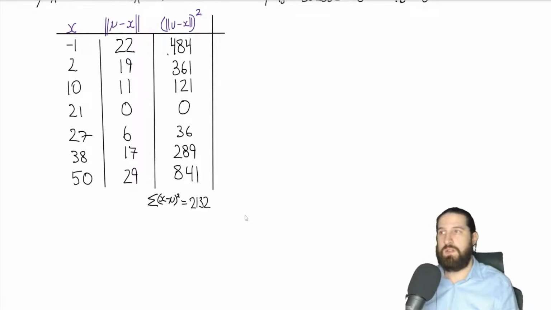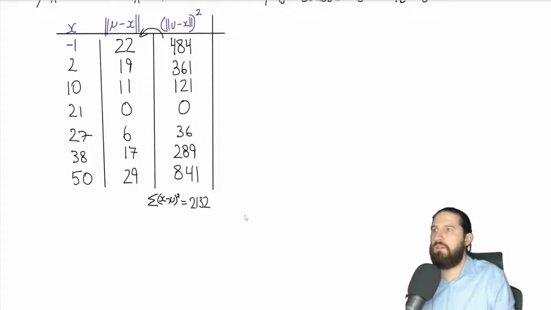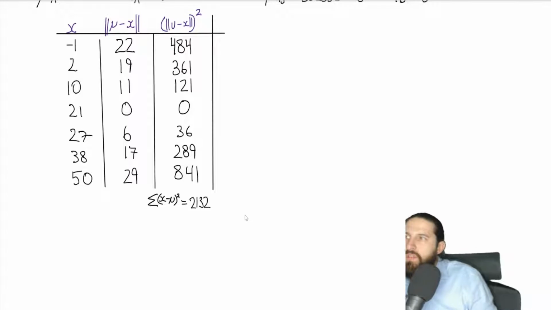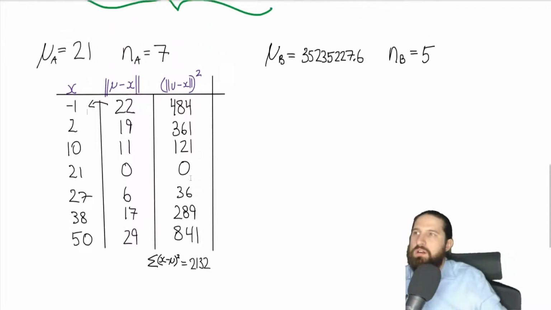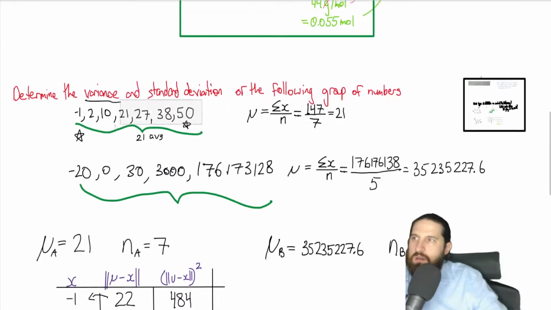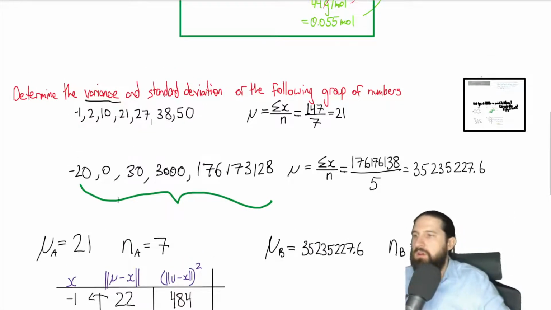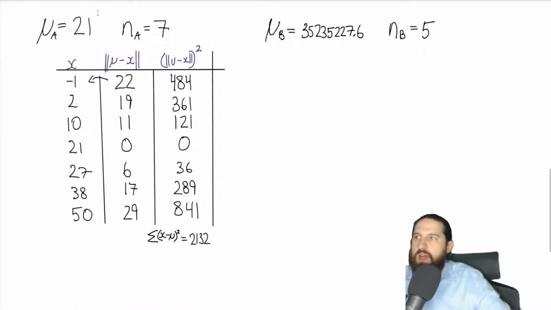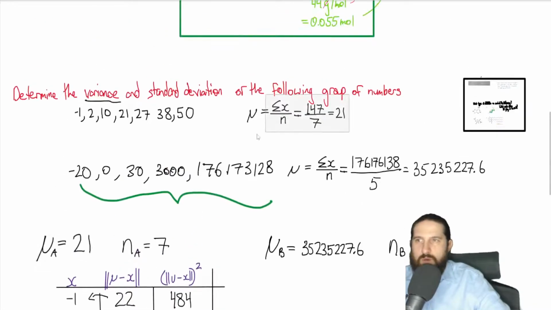Okay, so that is the sum of all of these numbers here, which are the squares of all of these numbers here, for each one. And these numbers come from how far away each number in our list is from the average. We found the average to be 21.